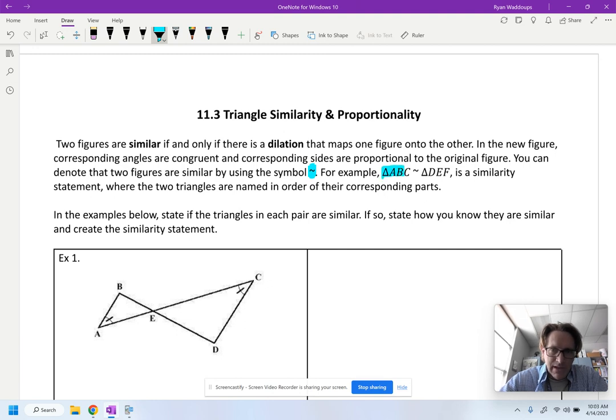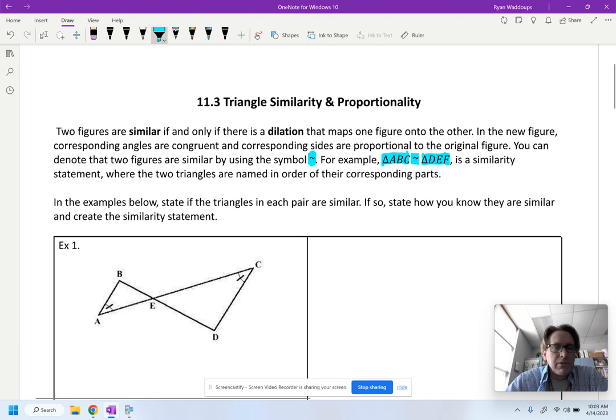For example, triangle ABC is similar to triangle DEF. That's a similarity statement where the two triangles are named in order of their corresponding parts. So angle A corresponds to angle D, and so on. In the examples below, state if the triangles in each pair are similar. If so, state how you know they are similar and create a similarity statement.